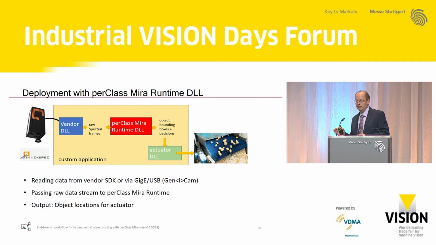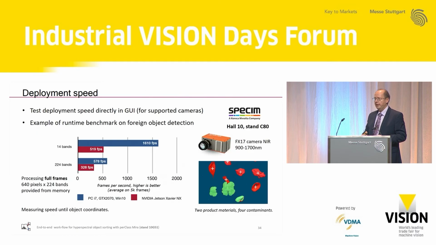We support a number of cameras. Typically, you have some vendor SDKs to read data from the camera, or you have standard compliant solutions like Genicam. You pass the raw data from, let's say, the line scan camera to the perClass Mira runtime. All steps, so correction, pixel, object classification, is happening in the runtime, and you just read out the coordinates, decisions, or object quality measures that you computed, and you can drive your actuator.